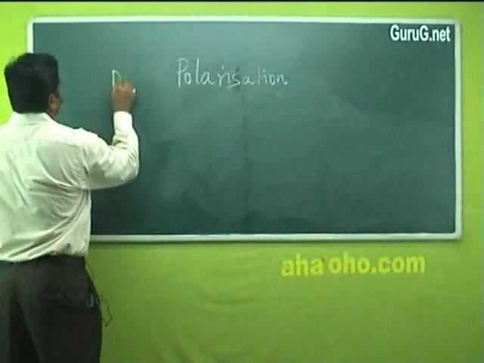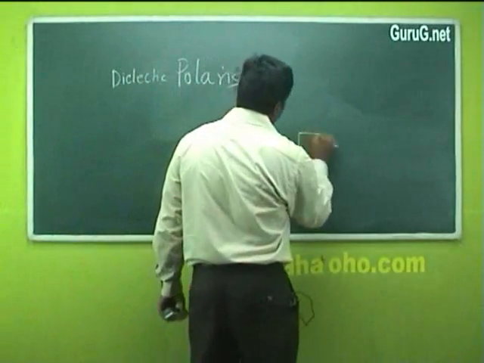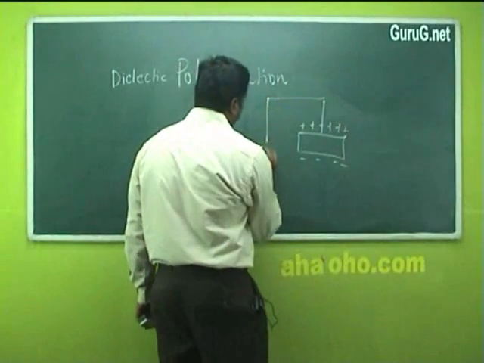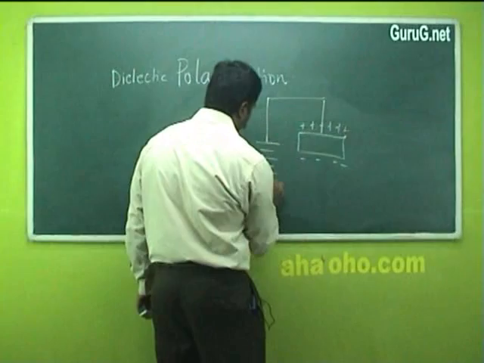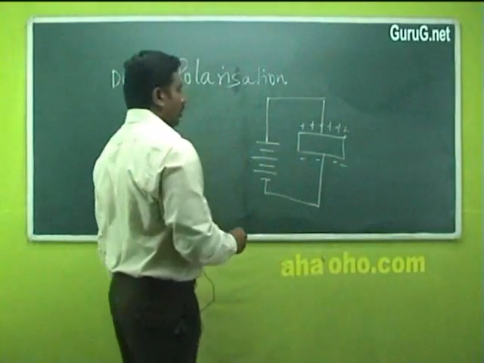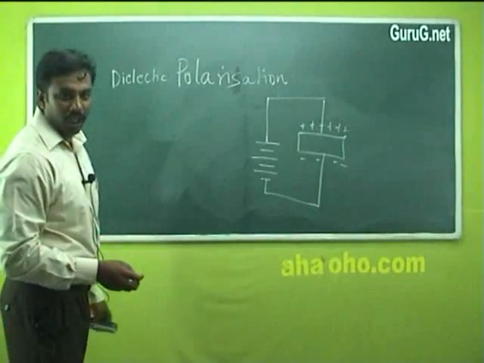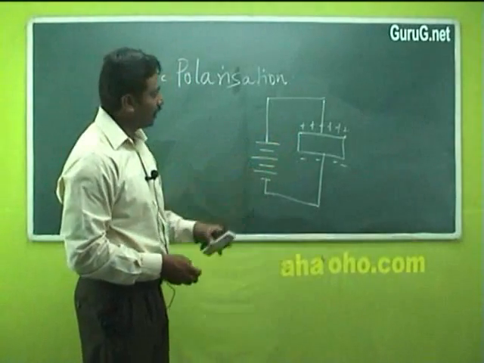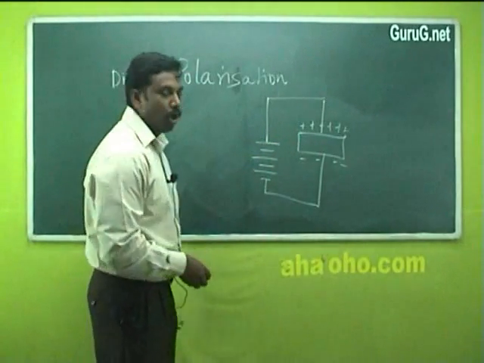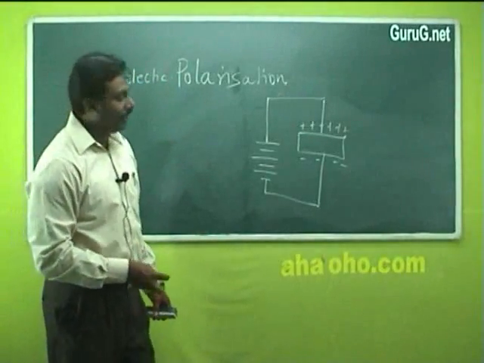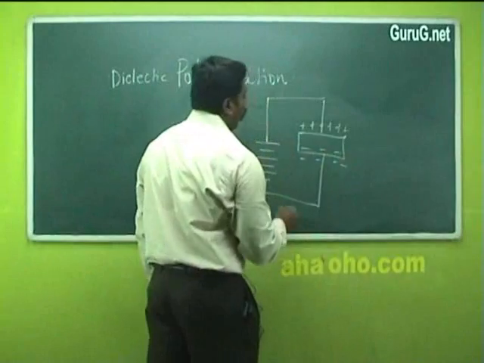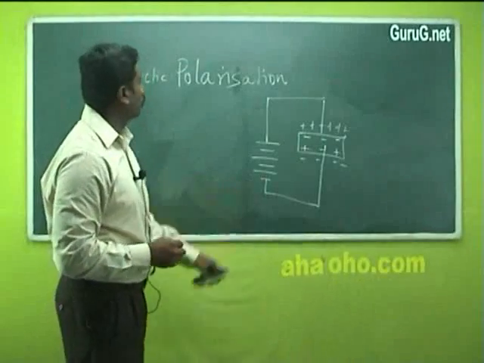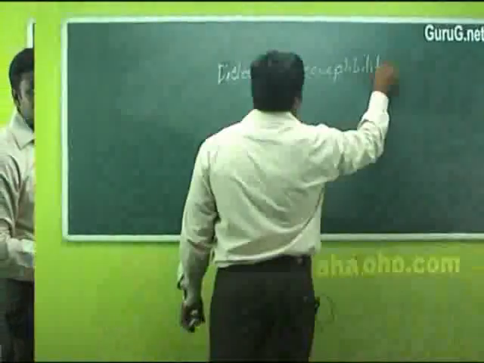Dielectric polarization. Now let us consider a dielectric material which is placed in an external field. On the application of the external field, the field will act on the positive charges of the dielectric material and make the positive charges move along the direction of the applied field, and the negative charges opposite to the direction of the applied electric field. This is what is called dielectric polarization.